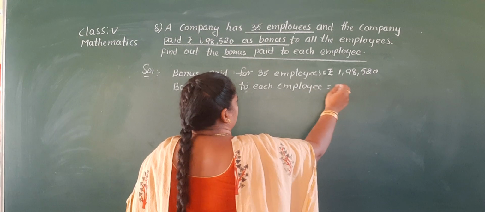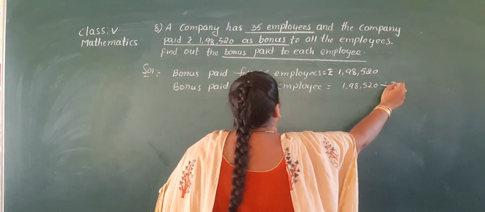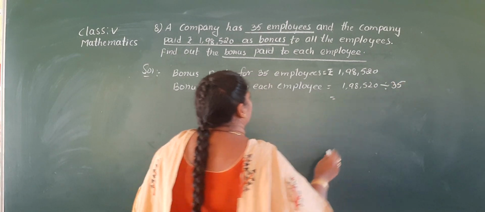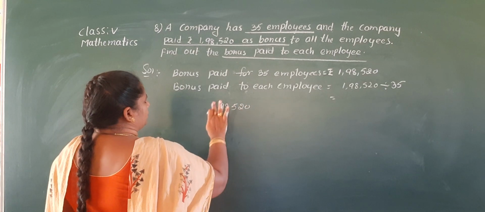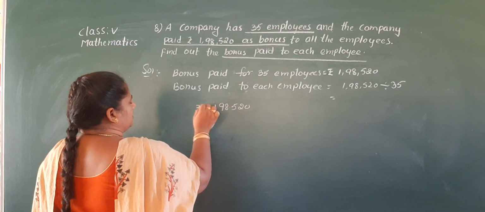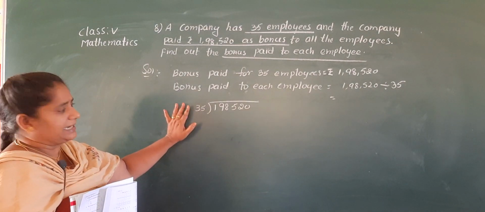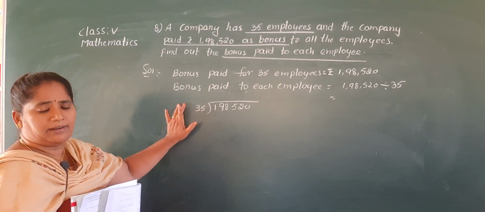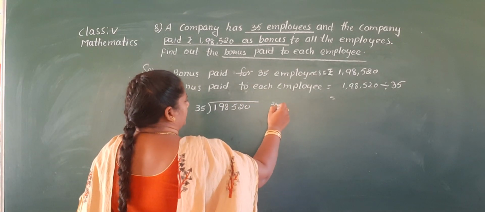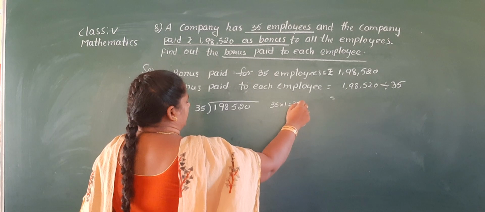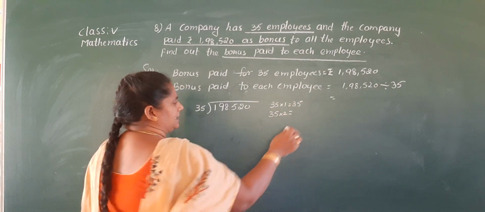Only two steps. So 1,98,520 is divided by 35. Look at this. First you have to arrange these numbers, dividend place and divisor place. Here the divisor is 35, so write the 35 table on the side. 35 ones are 35. 35 twos: 2 fives are 10, 1 in hand, 0 is down.